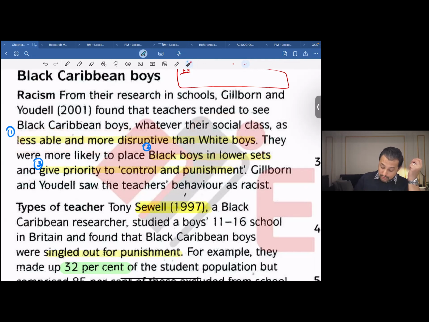They were more likely to place Black boys in lower sets, like we discussed earlier, and give priority over their control and punishment, right? So, according to Gilborn and Youdell, again, it is the negative perception that teachers hold about these Black pupils that probably translates into them being racist without even them being aware, without even them intentionally doing it.